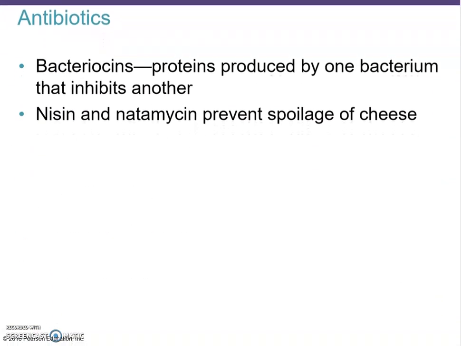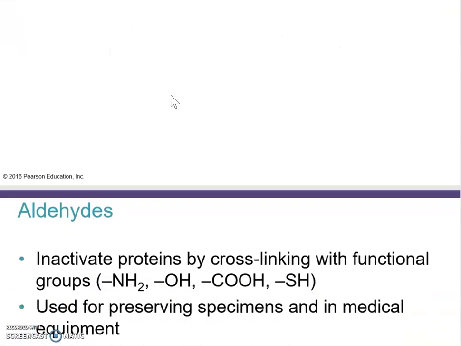And now, of course, antibiotics. So we're going to have a whole chapter on antibiotics. And as far as using it for preventing food spoilage, of course, there you can add antibiotic substances. So there are some bactericidins, proteins produced by one bacterium that inhibit another. And we'll talk more about those in that antibiotic lecture. Niacin, natamycin, they prevent spoilage of cheeses. They're pretty often used to keep your cheese longer.